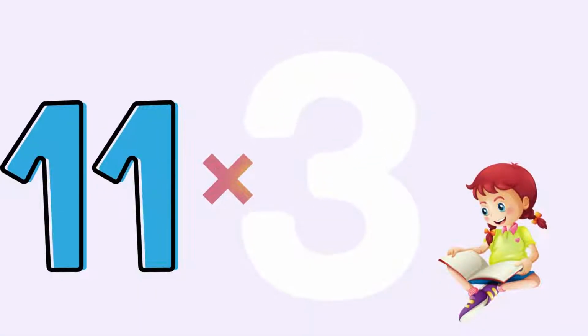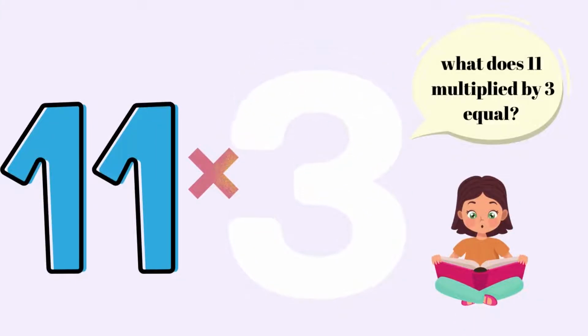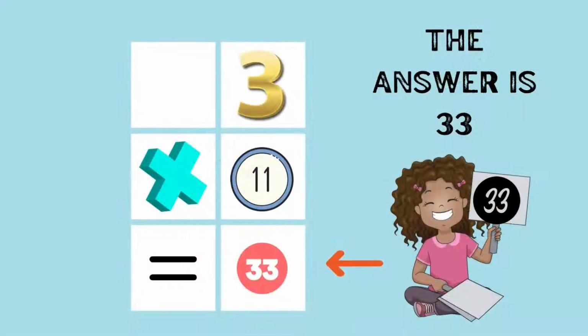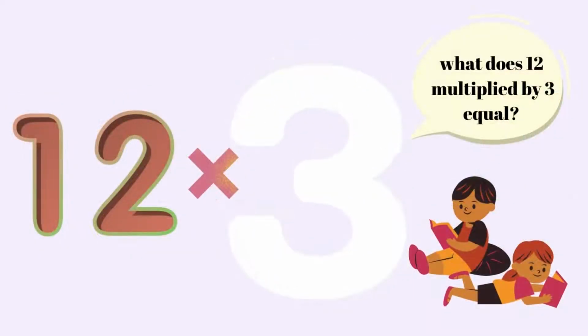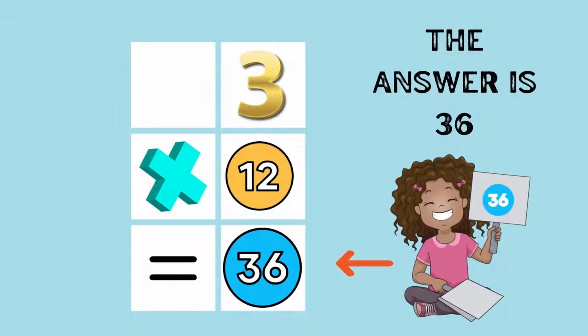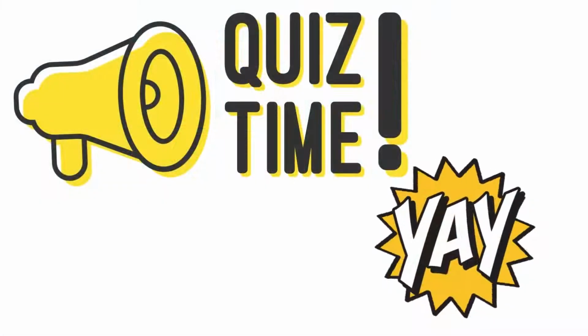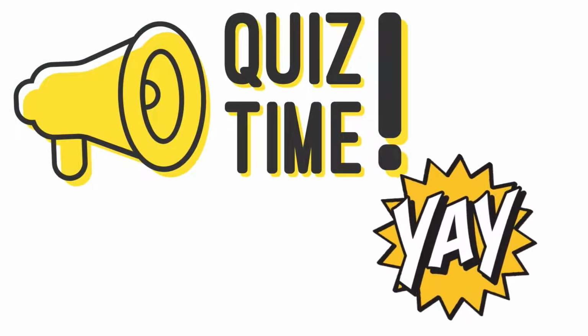11 times 3. What is 11 multiplied by 3? The answer is 33. Okay, 3 times 11, 33. Got it. 12 times 3. What is 12 multiplied by 3? The answer is 36. Great job. 36. Last one.